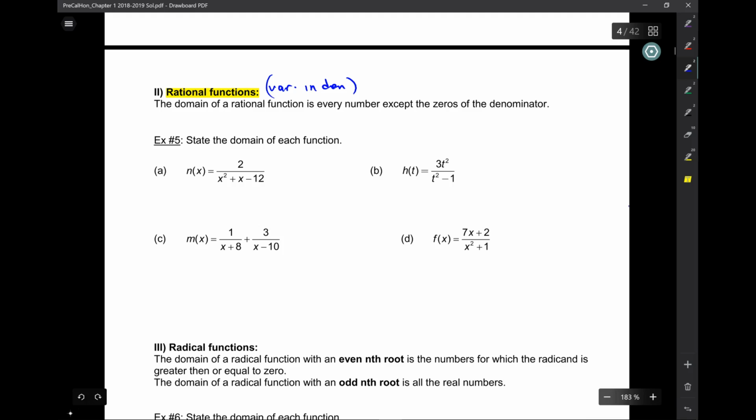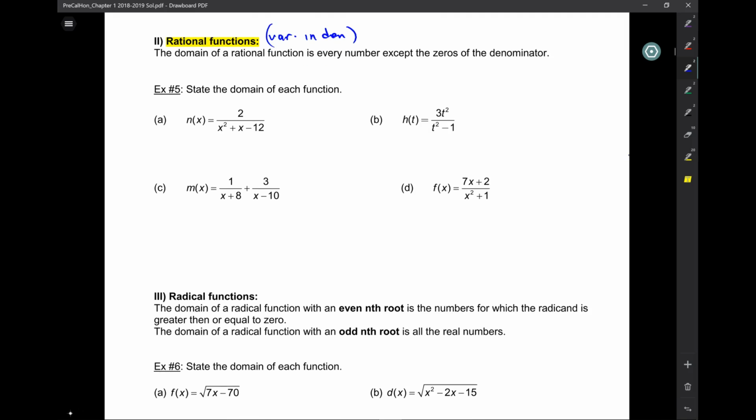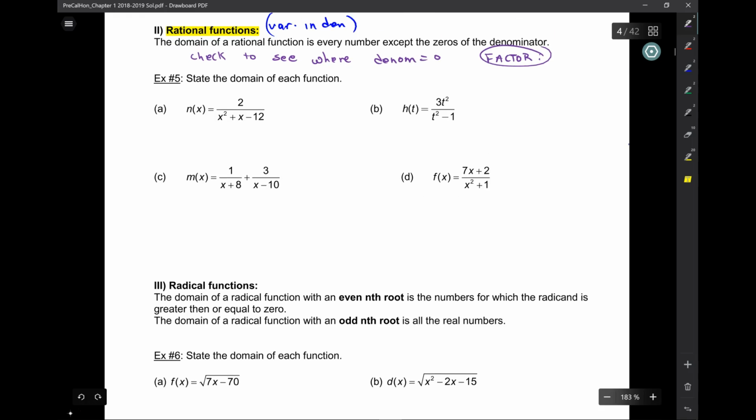Basically, what is the domain? The domain is all of the numbers except for the ones where the denominator will be 0. So what you do is check to see where the denominator is 0. Guess what you do first? All right, so here, look at this one. This is n of x.